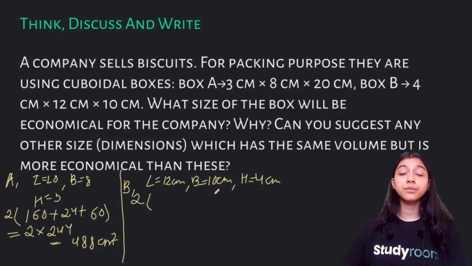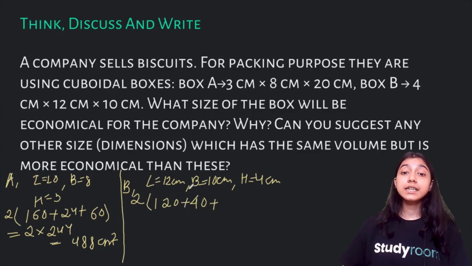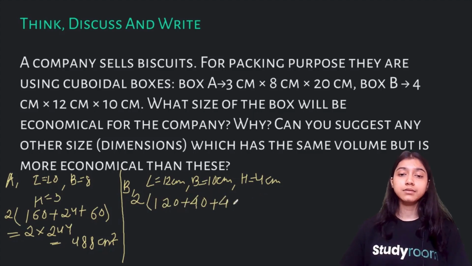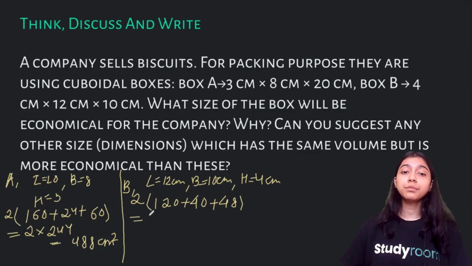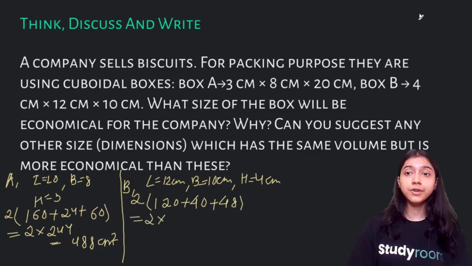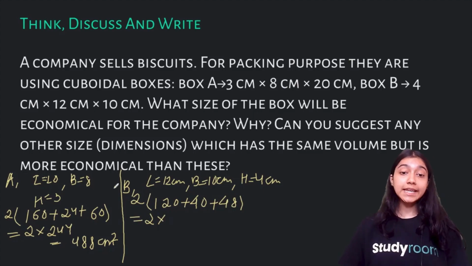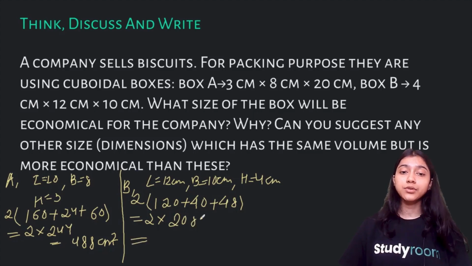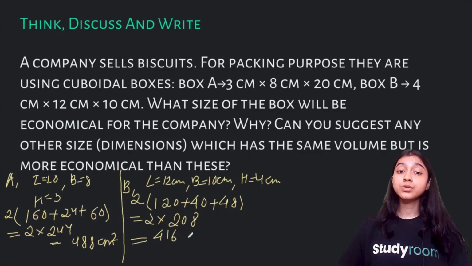So length multiplied with breadth gives us 120. Breadth multiplied with height gives us 40. And length multiplied with height, that is 12 multiplied with 4, gives us 48. So we have 2 multiplied with this, adding up this total quantity will give us 208. So 2 multiplied with 208 gives us 416. So the total surface area of box B is 416 centimeters square.